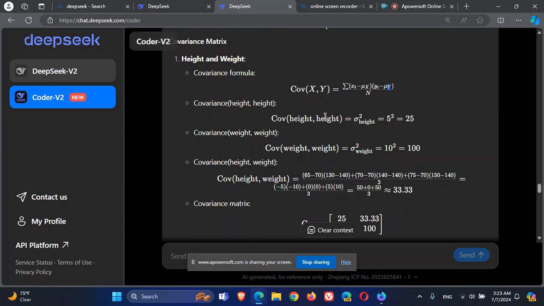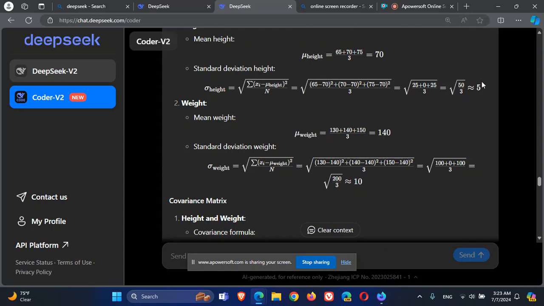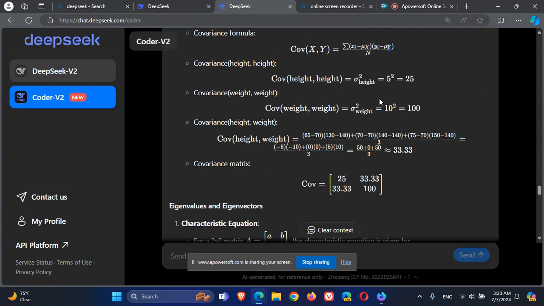The covariance of something with itself is just the variance. So the covariance of height with height is the standard deviation squared, which is the variance, and it's always positive. So it's 25 because the standard deviation of height is 5, so squaring gives 25. Now for weight it is 100.